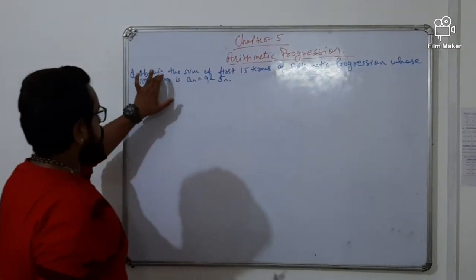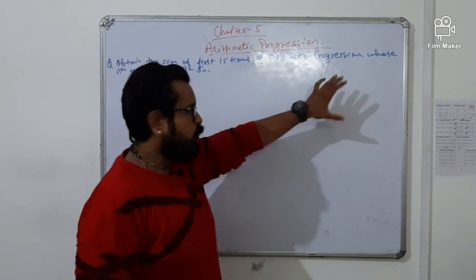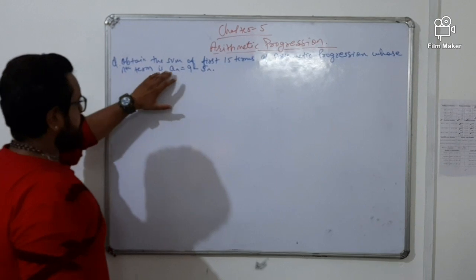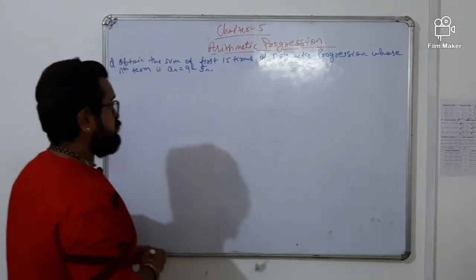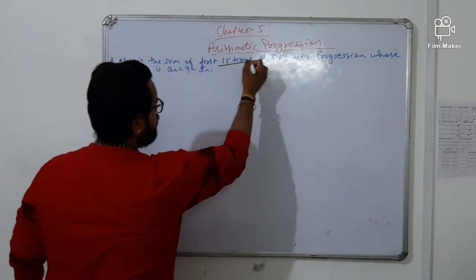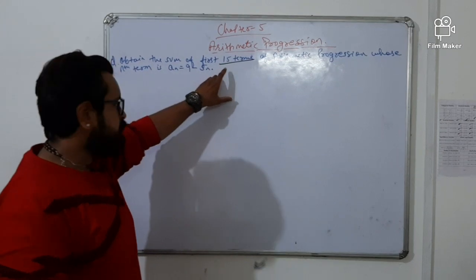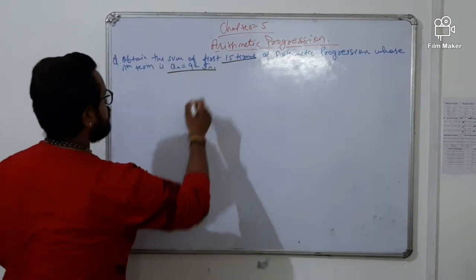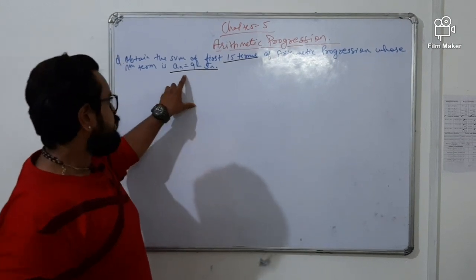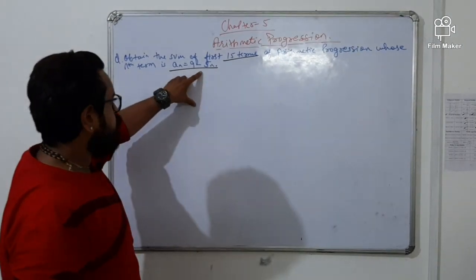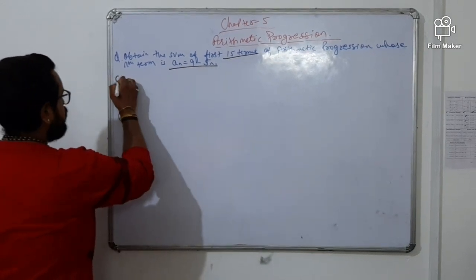Now see, obtain the sum of the first 15 terms of the arithmetic progression whose nth term an is equal to 9 minus 5n. See, this question is a little bit different. This 15 terms is the value of n actually, but we will use it afterwards. First we will take this condition, nth term, meaning the last term, is given to us, and now we will use this nth term to find our AP. First we will find the AP.